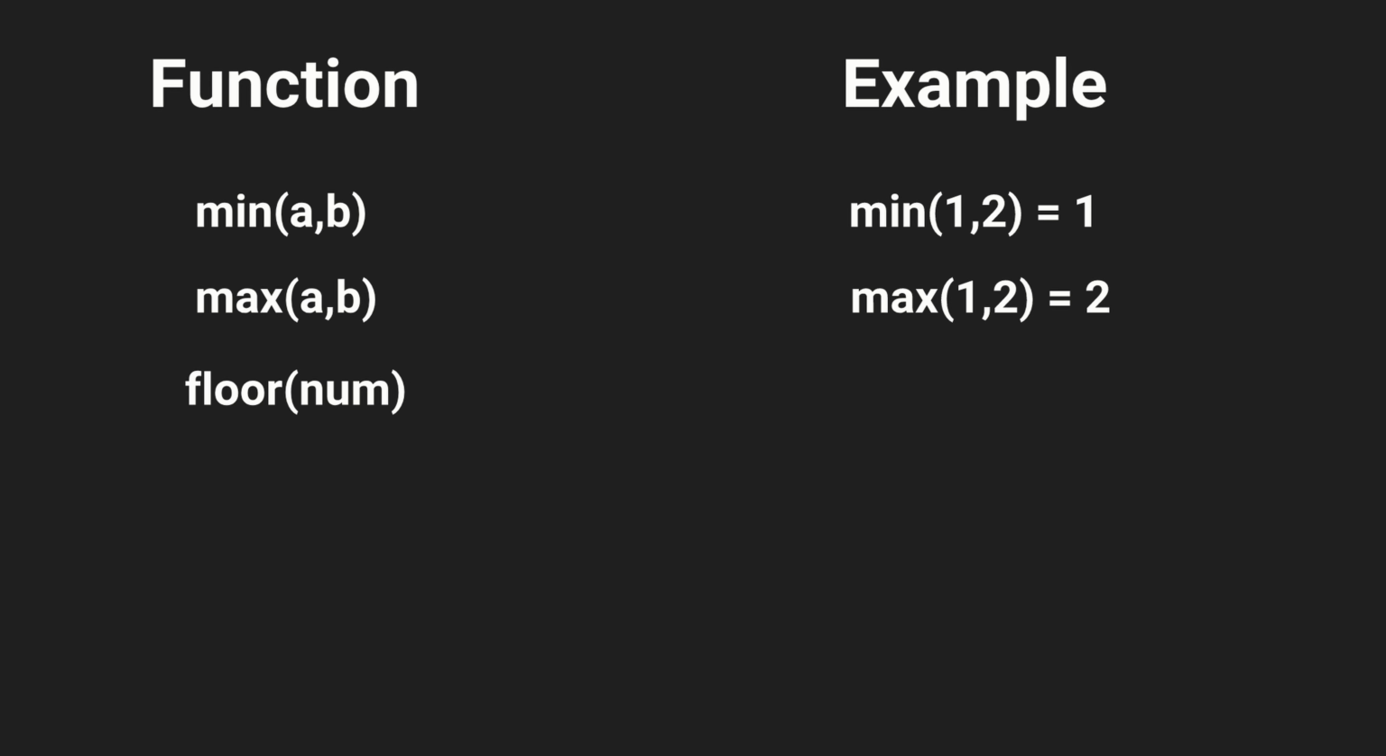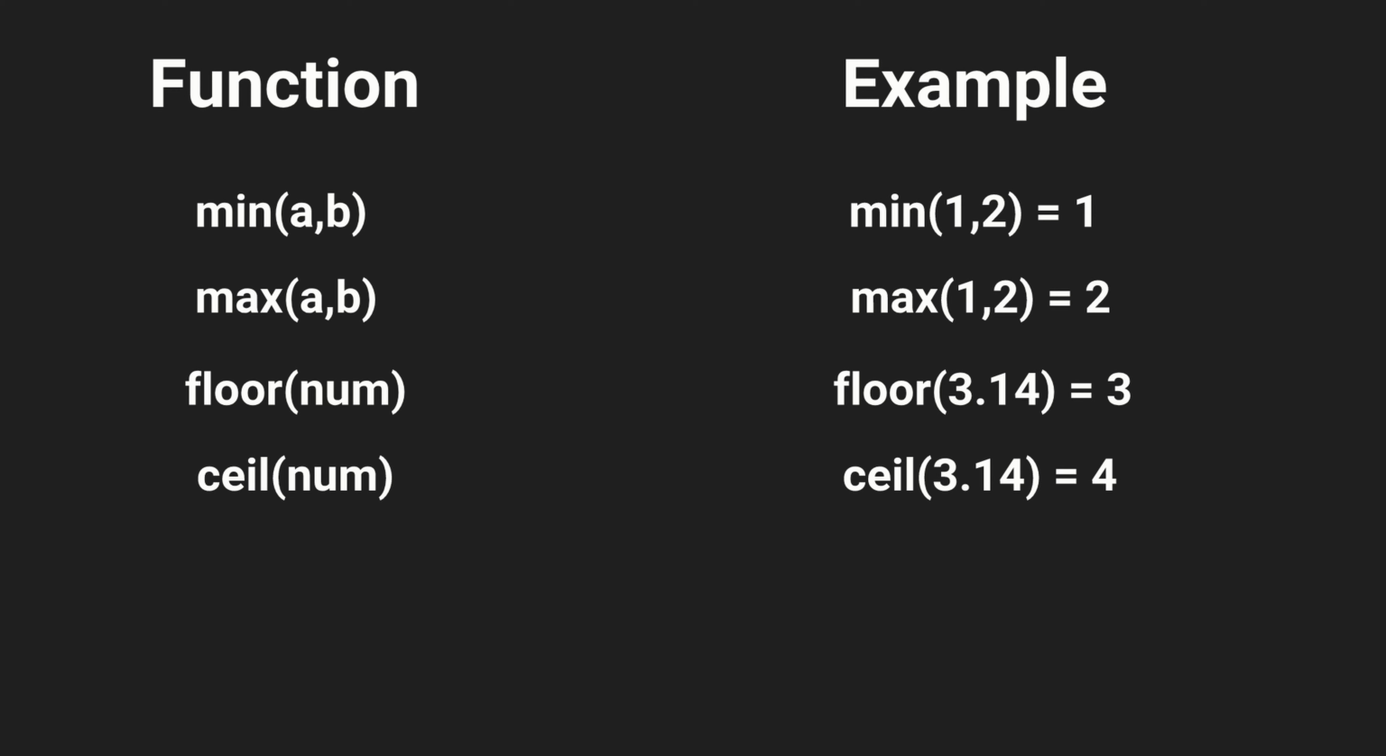Then there's floor, which basically cuts off the decimal part of a number, or in other terms, it rounds the number down. So floor of 3.14 will yield 3, because it either cuts off the decimal or rounds it down, whatever you want to think. Then there's ceil, or ceiling, which does something similar, except it simply just rounds up. So for example, the ceiling of 3.14 will be 4.